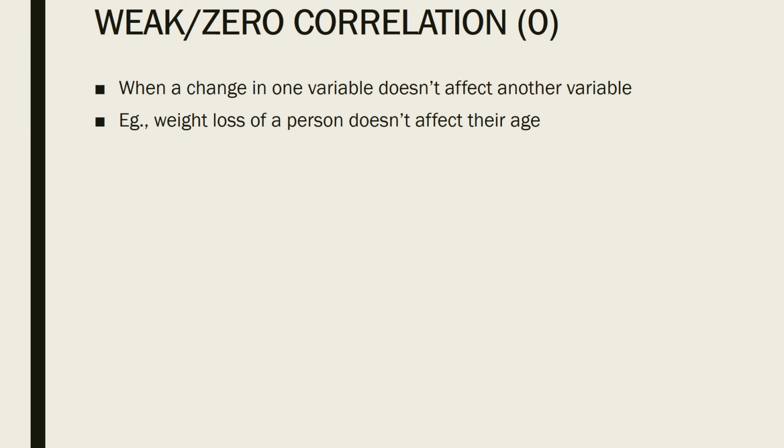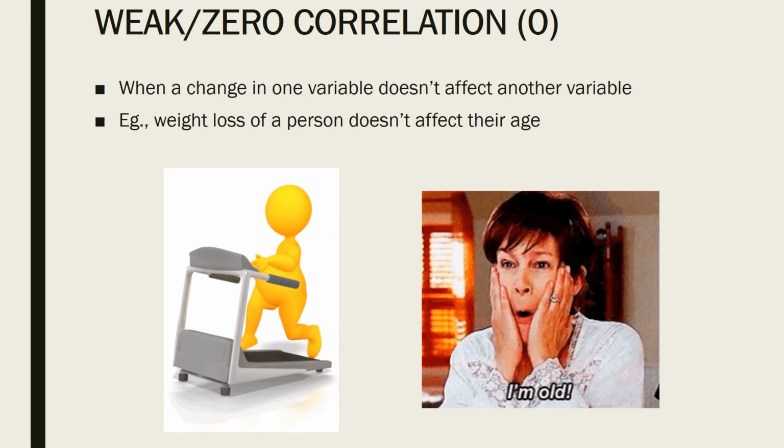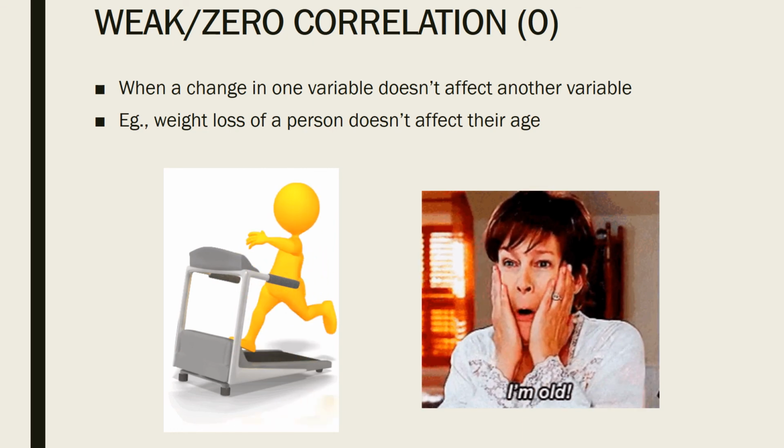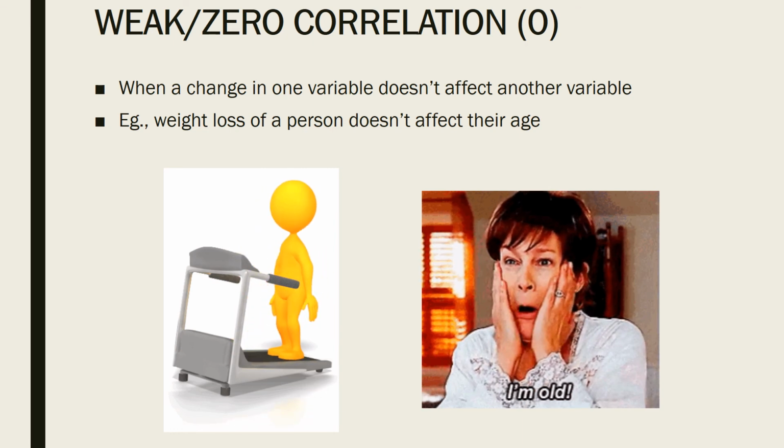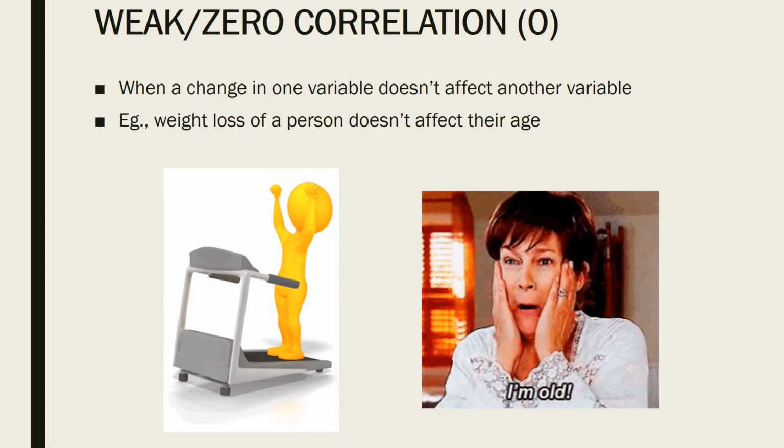The next correlation type is weak or zero correlation, when one variable doesn't cause any kind of effect on the other. This means zero correlation. Like when a person loses weight, it doesn't affect his or her age. So this is zero correlation.